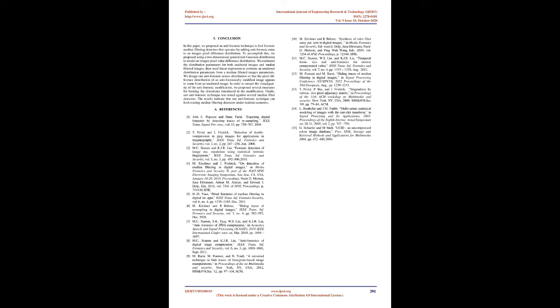5. Conclusion. In this paper, we proposed an anti-forensic technique to fool forensic median filtering detectors that operates by adding anti-forensic noise to an image's pixel difference distribution. To accomplish this, we proposed using a two-dimensional generalized Gaussian distribution to model an image's pixel value difference distribution. We estimated the distribution parameters for both unaltered images and median filtered images, then used linear regression to estimate unaltered distribution parameters from a median filtered image's parameters.